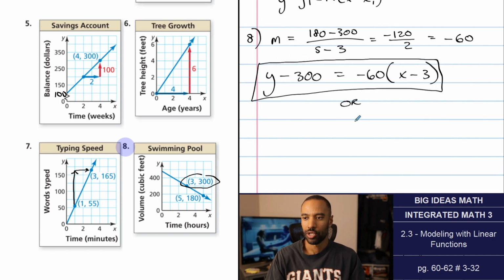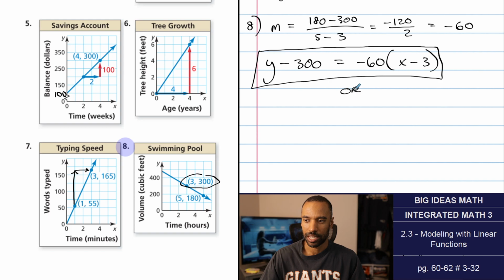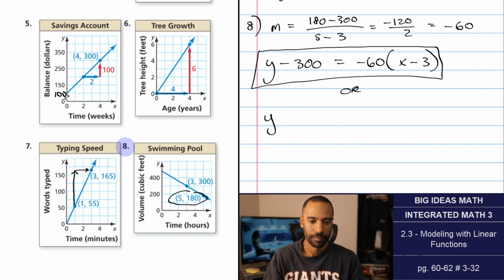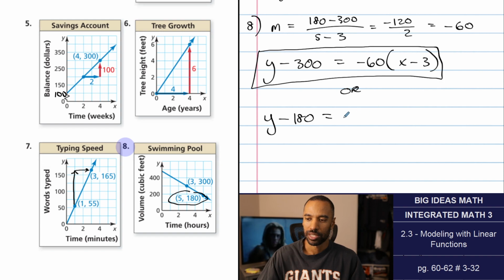Or you can choose the other set of points. Maybe you didn't choose that set. You're like, wait a minute, Mr. Robinson, I chose the other one. Okay, we could have chosen y minus 180 equals negative 60, still the same slope, times x minus 5.